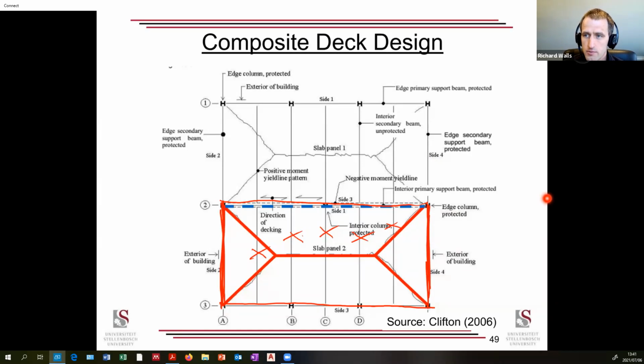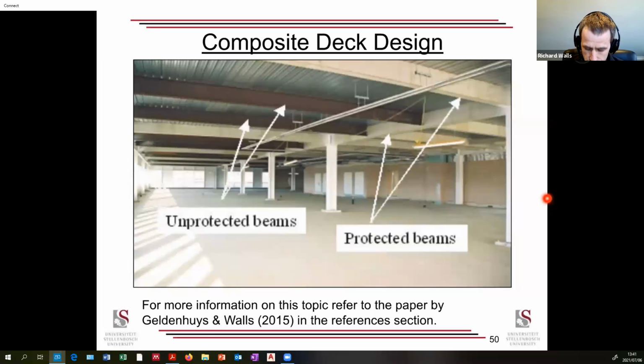Your columns are key. Your columns go, you're in big trouble. Columns, connections, etc. But your intermediate beams you're allowed to fail. So it would look like this. You protect your primary beams, you protect your columns, you ignore your secondary beams.